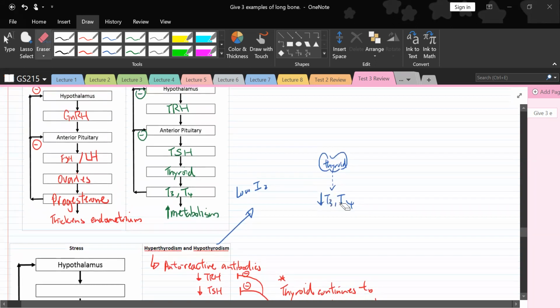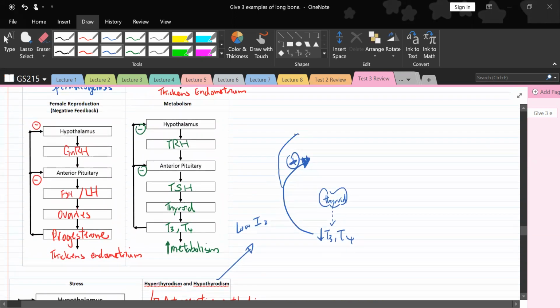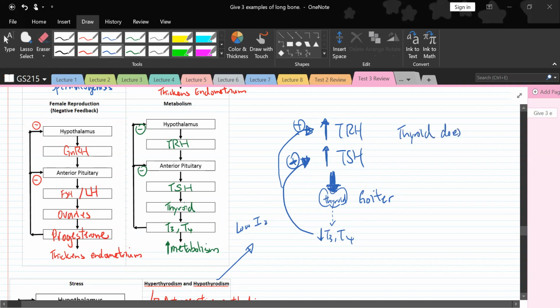So what usually happens is if you have low T3, T4, then that's going to really stimulate TRH and TSH. With the high levels of TRH and TSH in the system, it will strongly stimulate the thyroid. So the thyroid will also get big, the person will get goiter, but the thyroid does not make enough T3, T4, despite high levels of TRH and TSH.